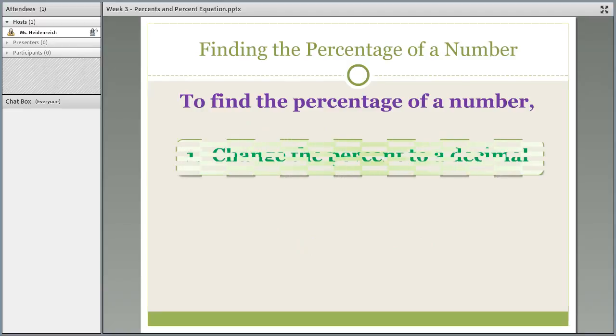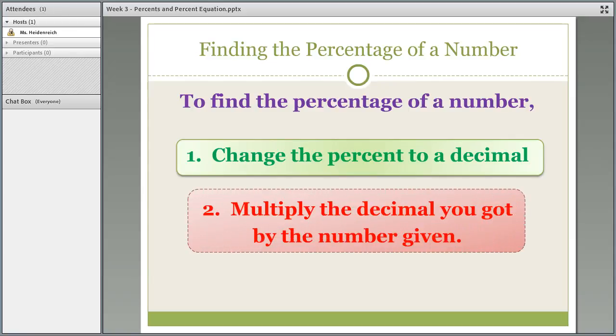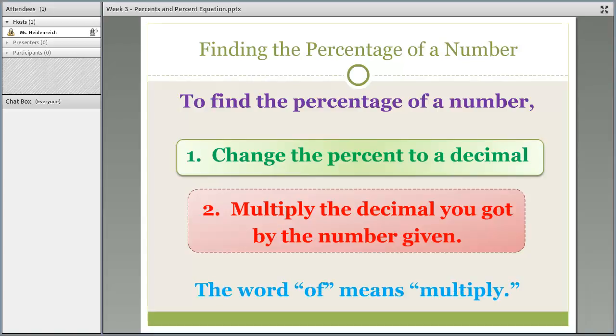If you want to find the percentage of a number, you will first change the percent to a decimal. Remember that we do not work with percentages when doing math unless we change them to a decimal. We always change them to a decimal first. And then you will multiply the decimal that you got by the number you were given.